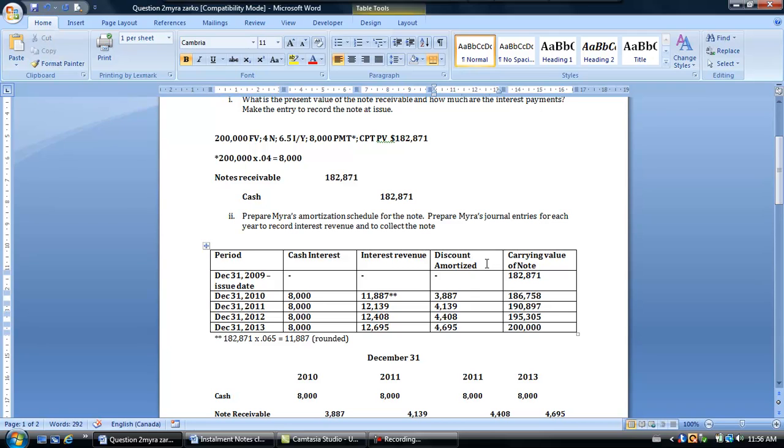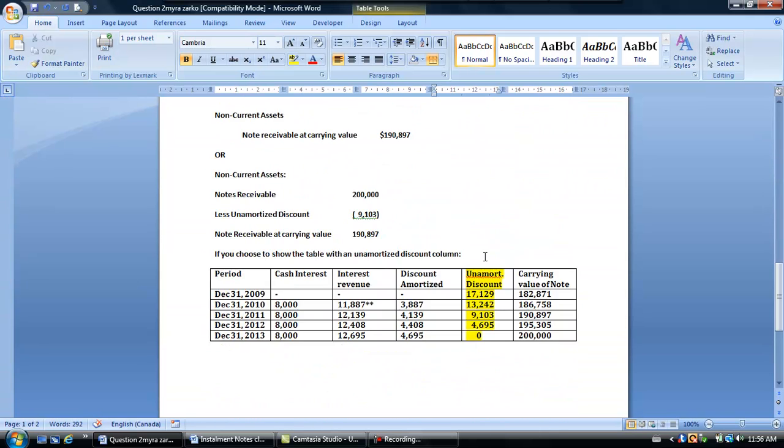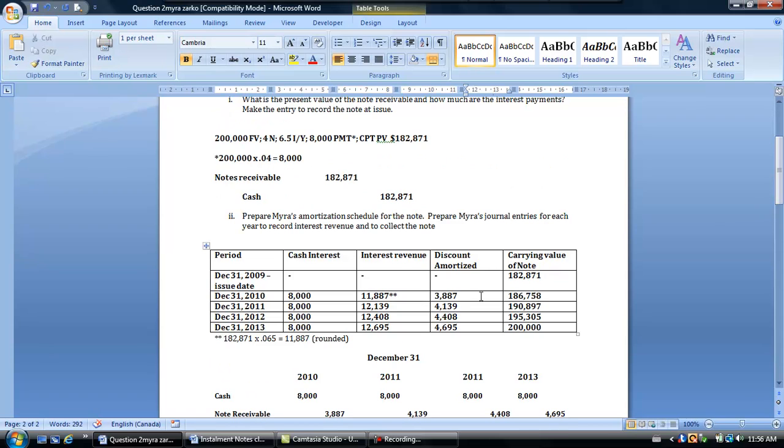Note that what I didn't do in this part of the question is include an unamortized discount column. If you prefer, you'll notice down here at the very bottom of the question, I did produce the table to show you an alternative balance sheet presentation using an unamortized discount. But for now, let's proceed with the amortized discount column only.